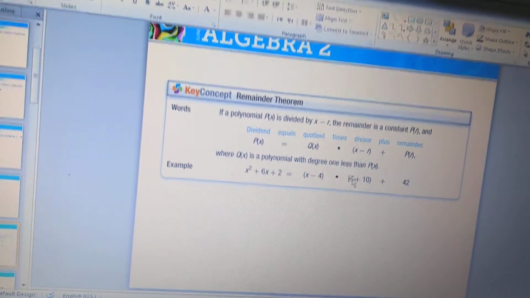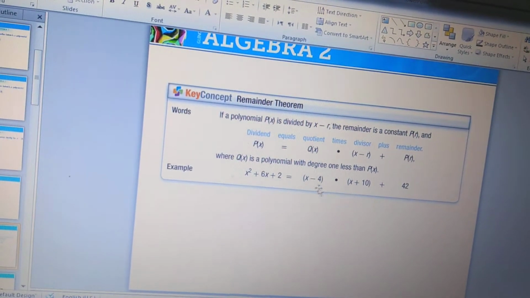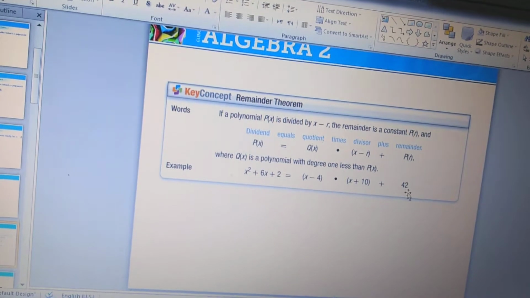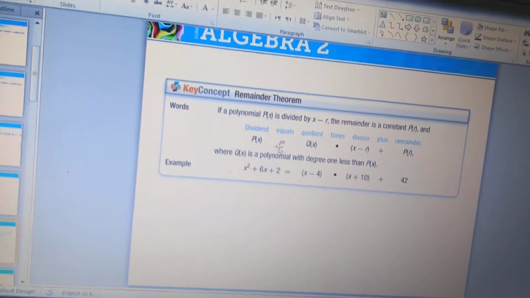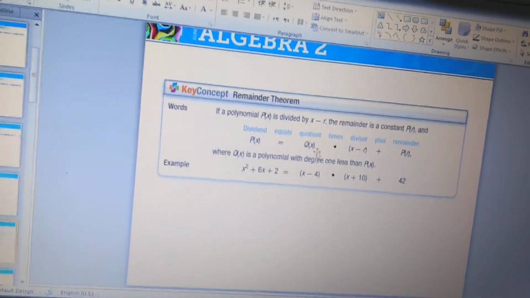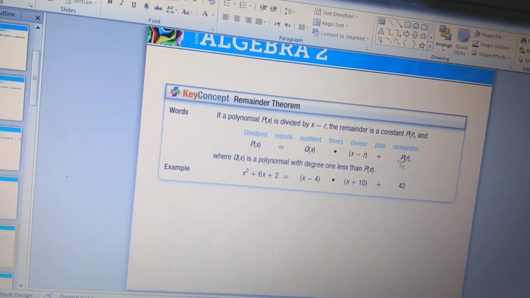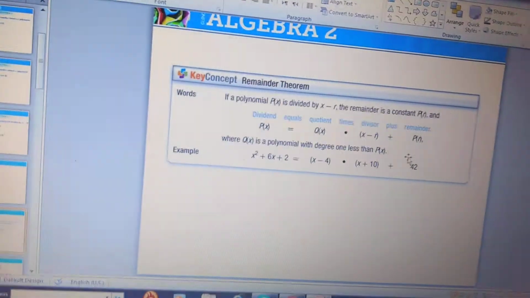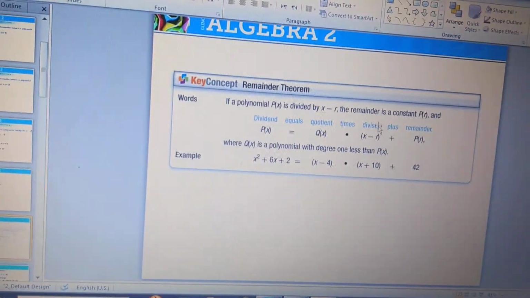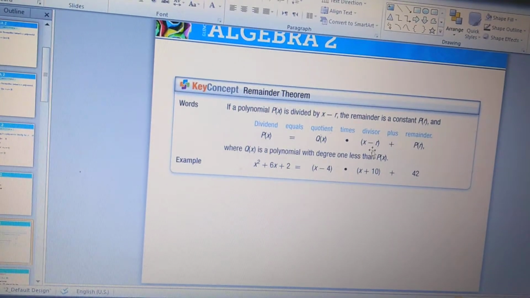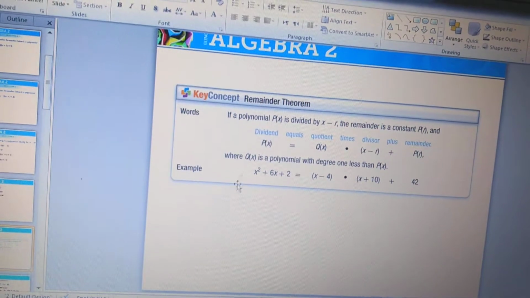Of course, here we get the answer multiplied by the divisor plus this remainder, like here. You see, p(x), the polynomial, equals q(x), which is the answer of the division, multiplied by the divisor, plus the remainder. The main idea I want you to understand is how you get the remainder, very simple. You take the number in the divisor, which is r, in x minus r, and you replace it in the main polynomial.